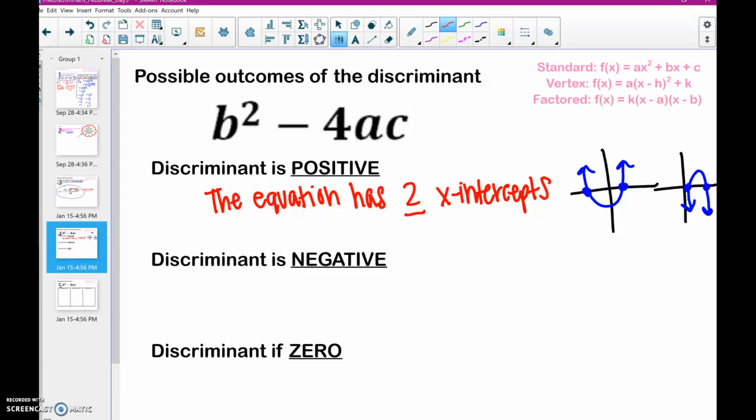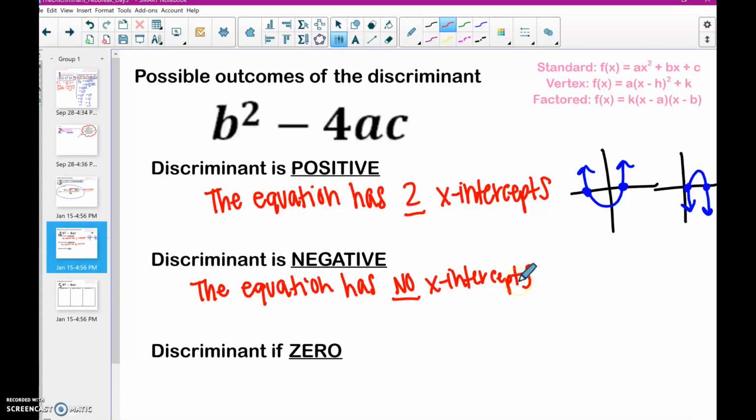The next possible outcome is when the discriminant is negative. And when that happens, when you plug in your A, B, and C values and the discriminant is negative, that means the equation has no x-intercepts. And let's sketch a picture of what that would look like. If we draw our coordinate plane, that would mean it doesn't cross the x-axis at all. And you might be thinking to yourself, well, wait a minute, how does that work? That just means the parabola is either opening up and above the x-axis, or it's opening down and it's below the x-axis. It does not have any zeros, doesn't cross the x-axis at all. So that could look like any variety of those.